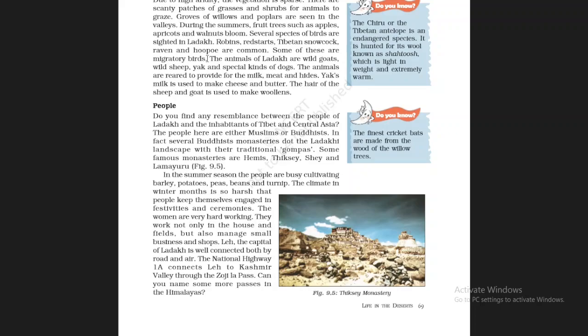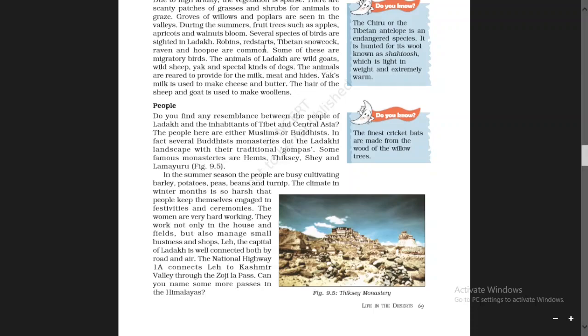It's irregular times, often long term, from long distances they used to come and go. The animals of Ladakh are wild goats, wild sheep, yak, and special kinds of dogs. So these are the animals which are found there in Ladakh.